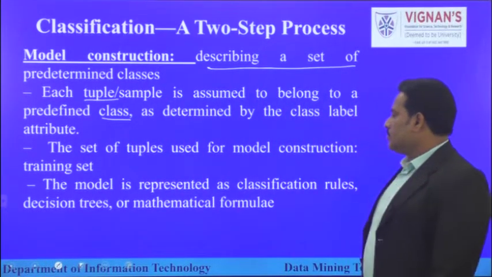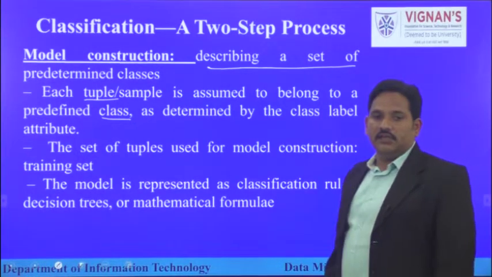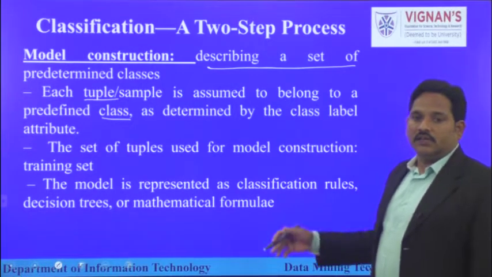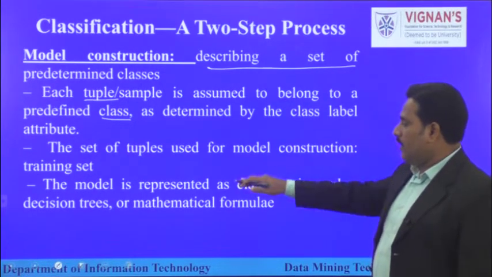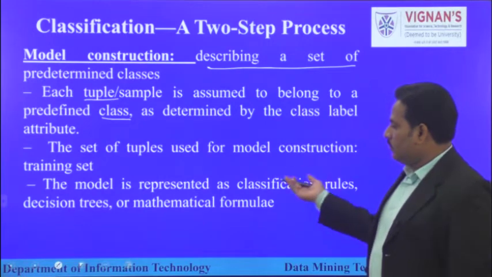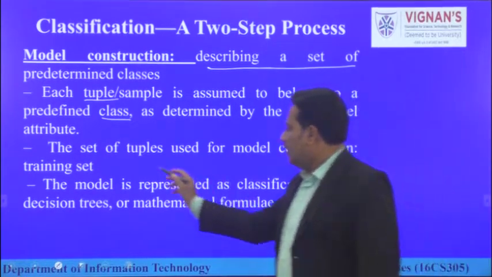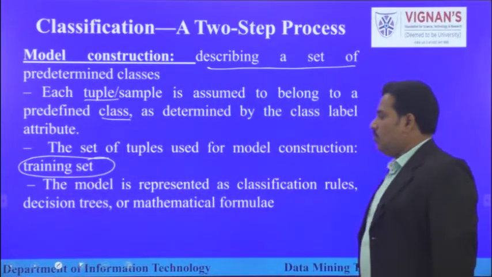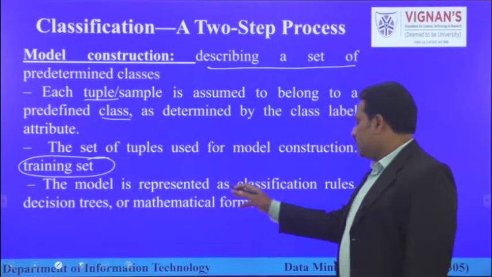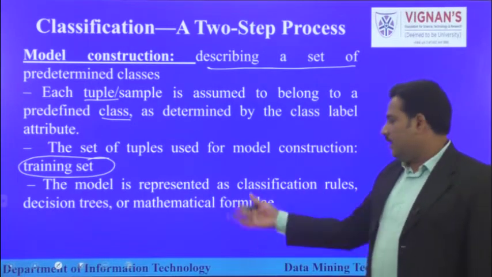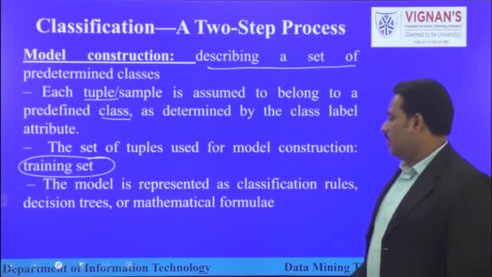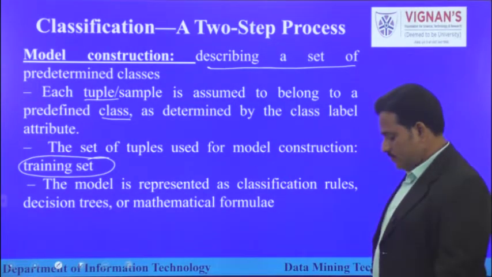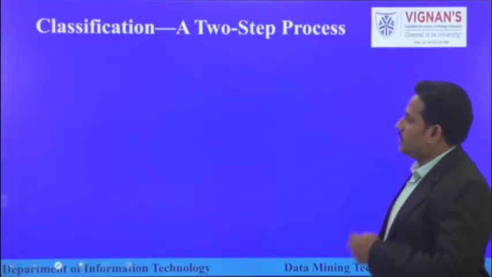The set of tuples used for model construction, we will call it training data. That means we are taking the help of training data, and the training data knowledge we are applying on the model during the second phase. So the data we take for construction of that model is called training data. The model is represented as classification rules, or it can be a decision tree or a mathematical formula. What type of classification we are going to use depends on the data set and usage. So the first phase is construction.